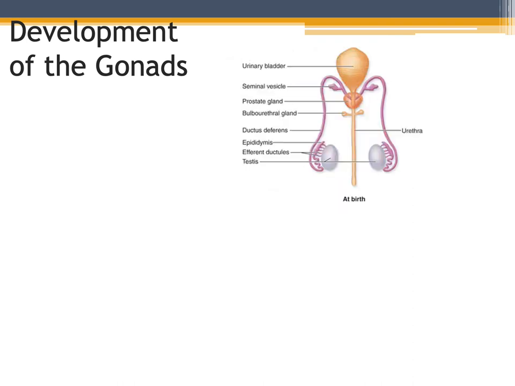Where at birth we get descent of the testicle into the scrotum through the inguinal canal. We get development of the seminal vesicles. We get development of the prostate gland and Cowper's, or the bulbourethral gland, that will allow for passage of the sperm and the ejaculate matrix.